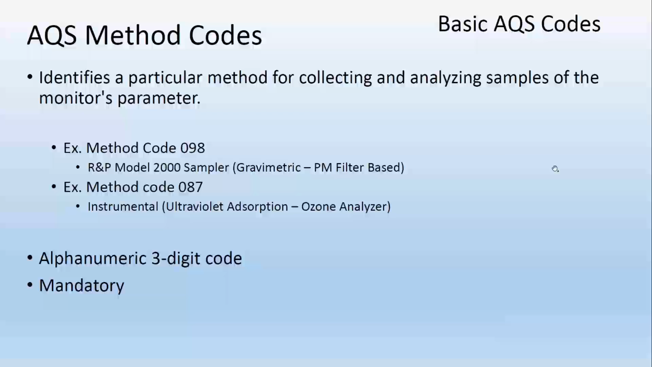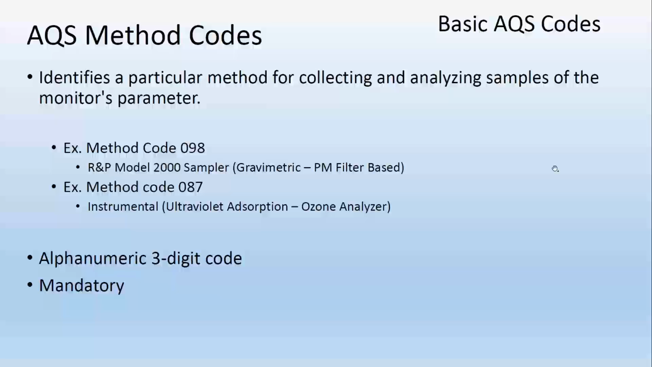All right, AQS method codes. This code identifies a particular method for collecting and analyzing samples of the monitor's parameter. An example would be method code 098, which corresponds with an RNP, and that's old school, but right now, I guess they're called Thermo Scientific Model 2000 particulate air sampler, which uses a Teflon filter to collect particulate matter that is then sent to a gravimetric laboratory for analysis to determine the total weight of particulates deposited onto the filter.